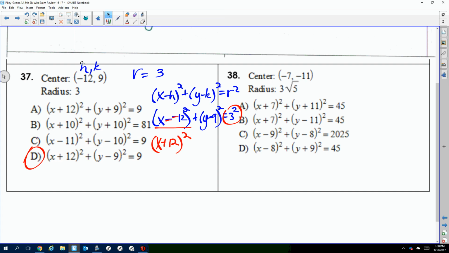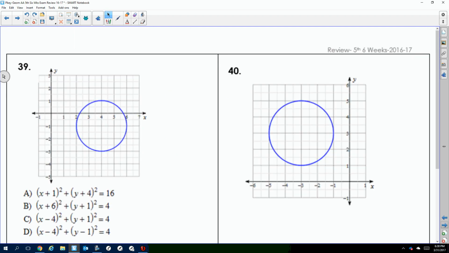You take care of 38. Then here, I want you to come up with the equation of the circle if I give you the graph. So what do you need in order to do that? You need the center. First, let's find that center. The center of that circle looks like it's right there, because it has to be equal distance all the way around. So my center is 4, negative 1. Remember, that represents our h comma k.